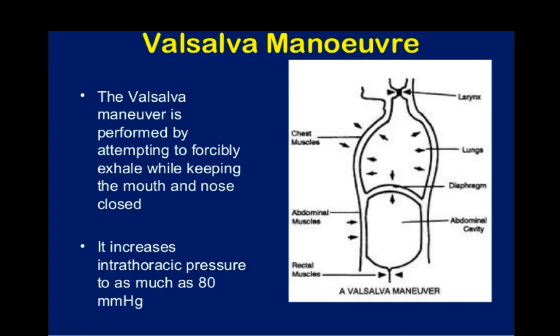So it'll cause decreased preload and changes in your right-sided murmurs versus left-sided murmurs. Now, we said that with more blood on the right side, murmurs are going to go up. But now you have less blood on the right side, so your right-sided murmurs are going to go down, but conversely, your left-sided murmurs are going to go up.